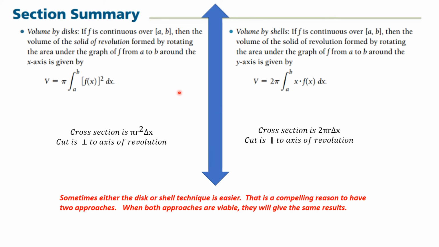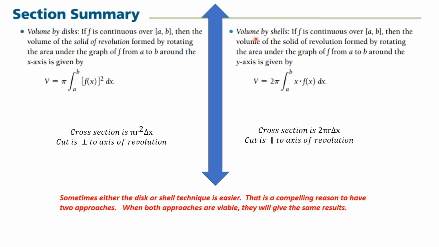Okay, to summarize this section, we can find volumes by disk. So if f is continuous on [a, b], then the volume of the solid of revolution formed by rotating the area under the graph of y equals f of x from a to b around the x-axis is given by volume equal to pi, the definite integral from a to b, f of x whole squared dx. Now realize here that the cross-section in this case is pi r squared delta x, and the cut is perpendicular to the axis of revolution.